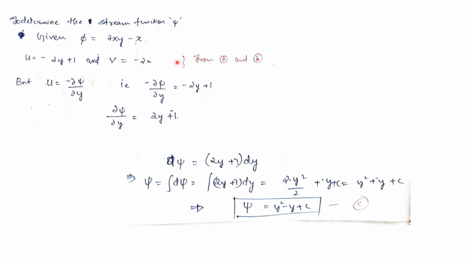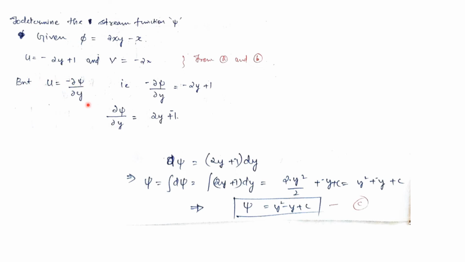Okay, 2xy minus x, your value is given. You have to find the velocity here, the phi in terms of psi. Okay, velocity in x would be minus 2y plus 1, and velocity in y would be minus 2x. So how will you represent that in terms of the stream function psi?